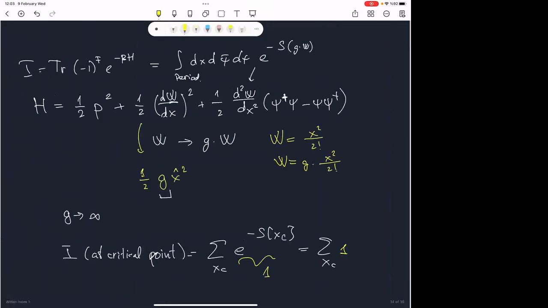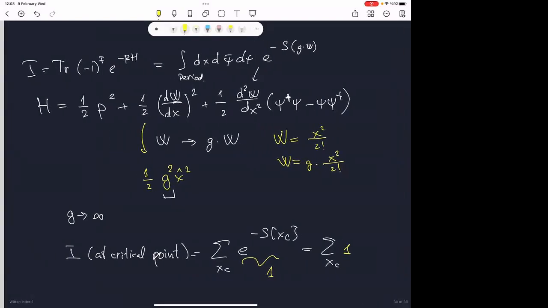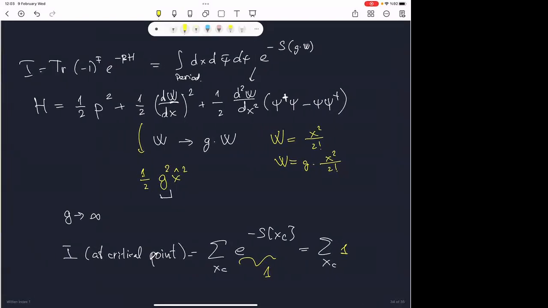Now what we want to do, actually this is G squared. What we want to do is plug G times W into our Hamiltonian, then expand around the critical point and see what we get.